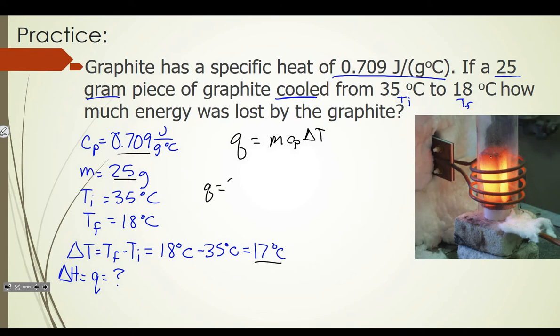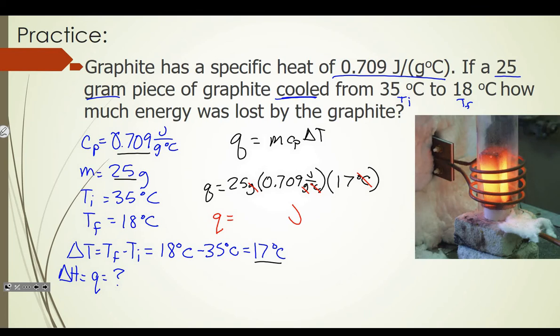Q equals 25 grams times 0.709 joules per gram degrees Celsius times by 17 degrees Celsius. Double checking that my units cancel here. And I'm left with joules. That makes sense. So Q is going to equal joules.